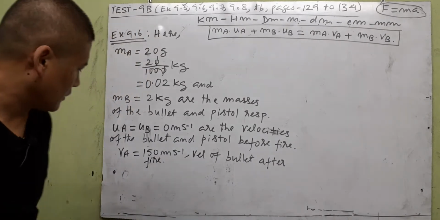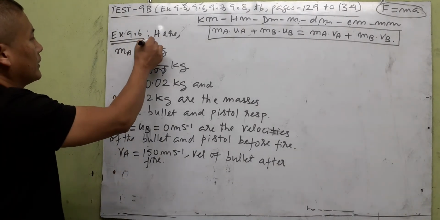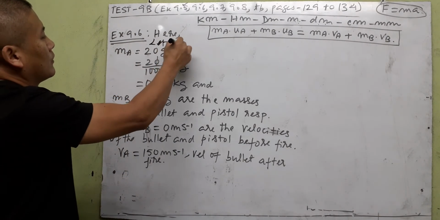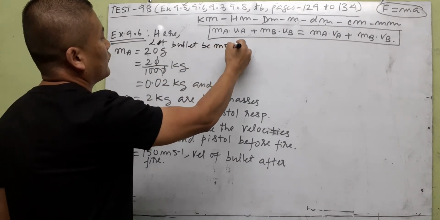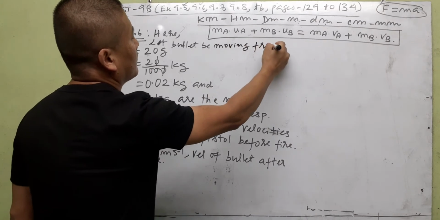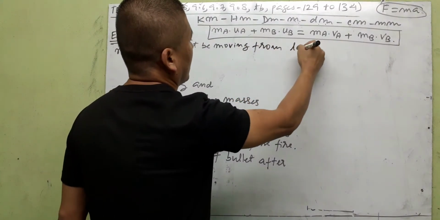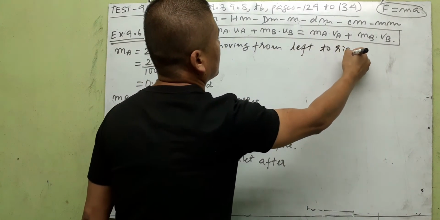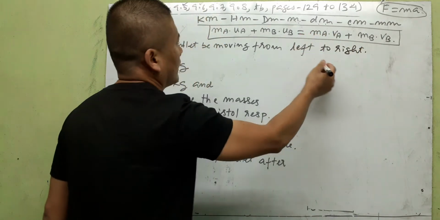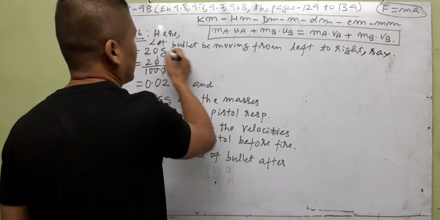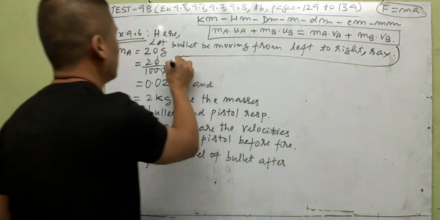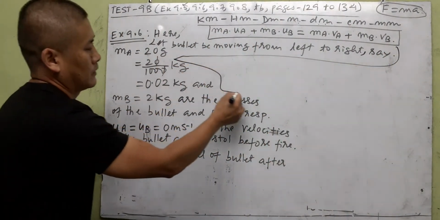Yes. So you can assume here, add a sentence, let the bullet be moving from left to right. You don't need to do this, but if you do this, I find it easier. So we're assuming left to right. So let's just do that.